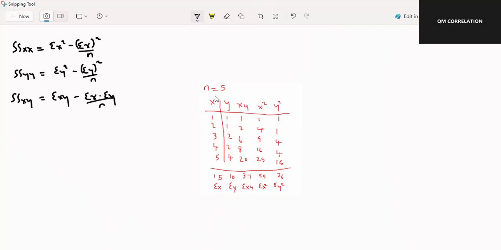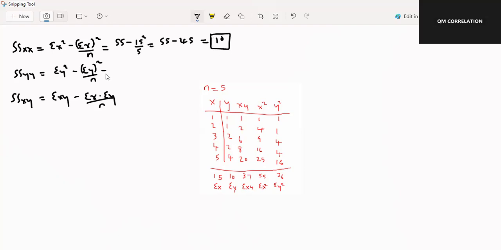We have our n is what? 5. So here, what is summation of x squared? 55. Minus summation of x, which is 15, to the power 2 over 5. 55 minus 15 squared divided by 5 is 45 subtracted, so 10. Sum of squares xx is 10.